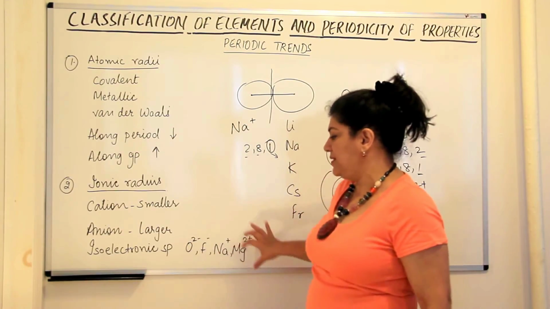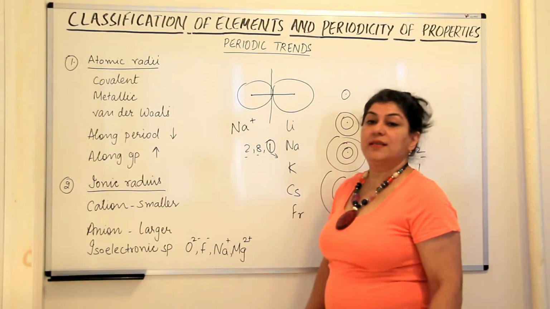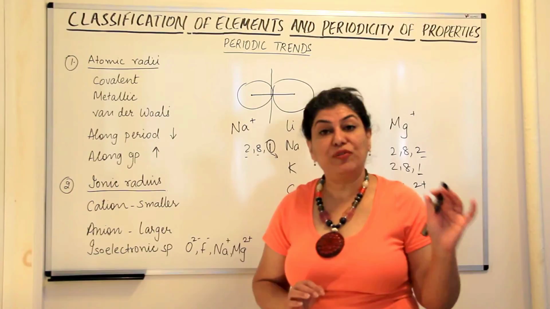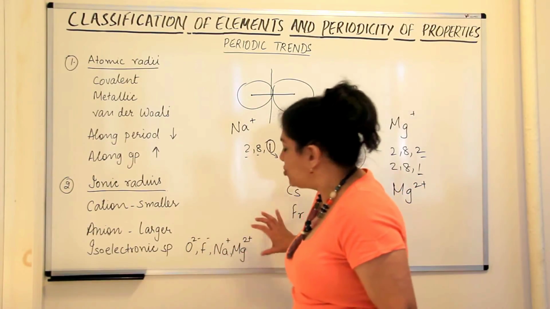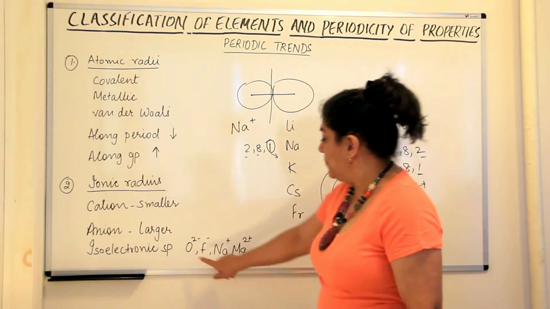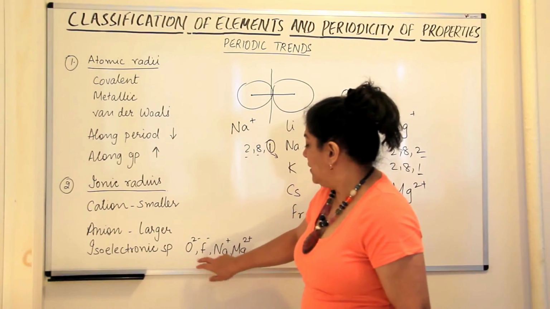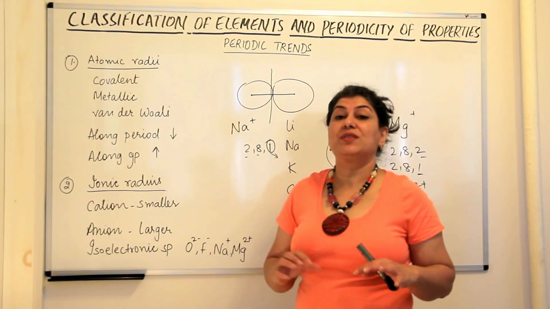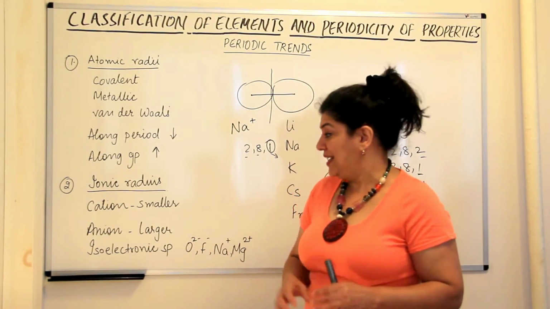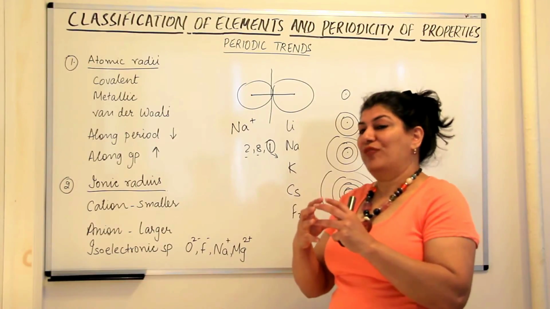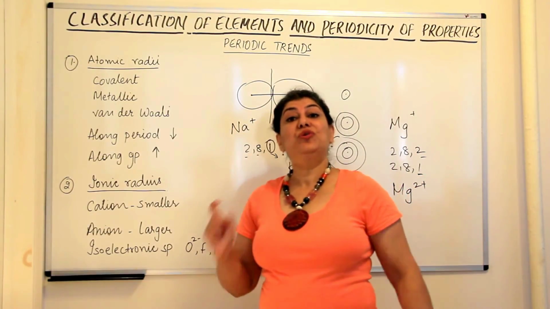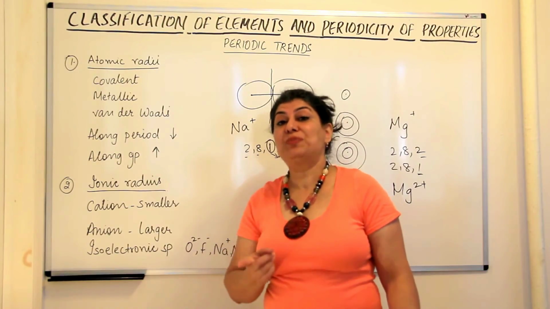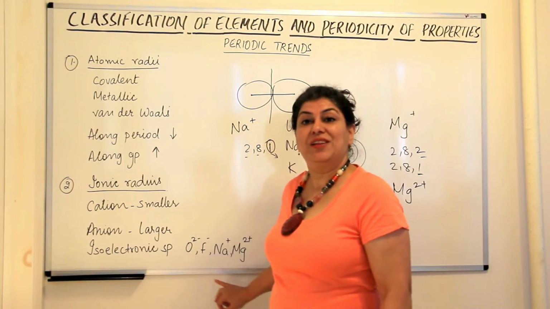Now all these ions, whether they are cations or anions, are isoelectronic, which means they have the same number of electrons. If they are isoelectronic species, then what will happen? How would you know which one is larger and which one is smaller in isoelectronic species? The size of the ion would depend on the nuclear charge, because all of them have the same number of electrons. But what is the difference between all of them? The number of protons in the nucleus.